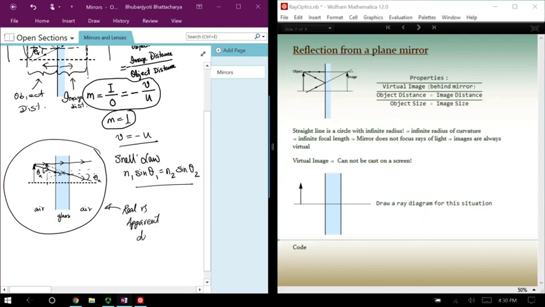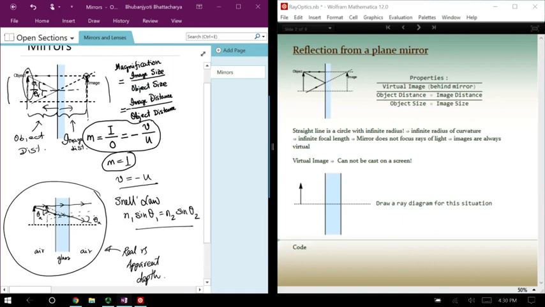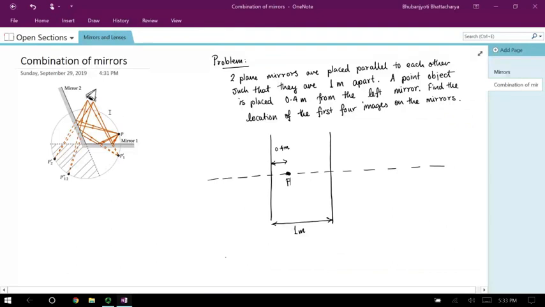Okay, so that's what happens with ray diagrams, at least for the part with mirrors. So now we will move on and start talking about more stuff. So first thing that we're going to talk about is what happens if we have a combination of two mirrors. So here we will talk about combination of mirrors.